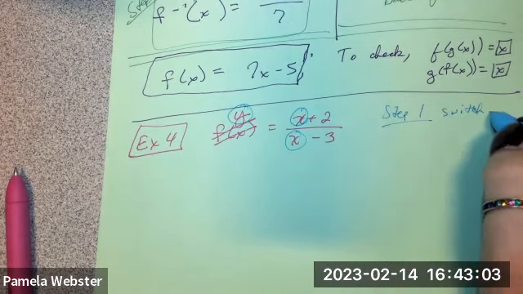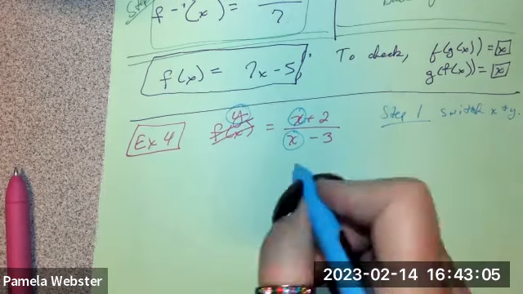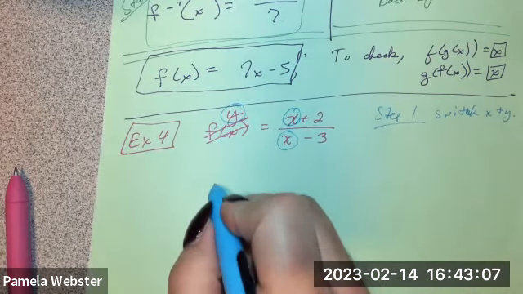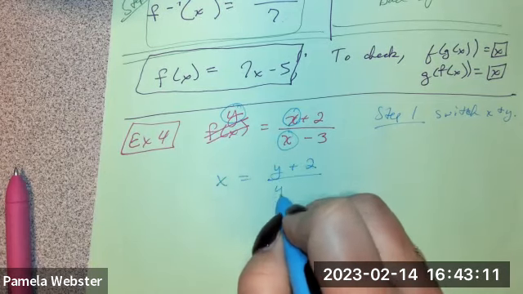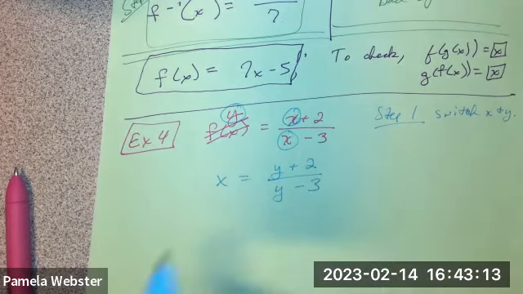switch the x and the y. So that's what I'm going to do. Here I'm going to have x equals (y plus 2) over (y minus 3). There were 2 x's, now I have 2 y's. Okay, so there you go.